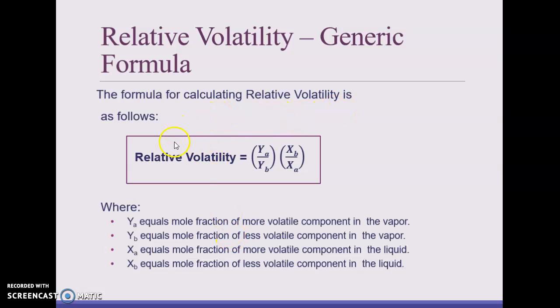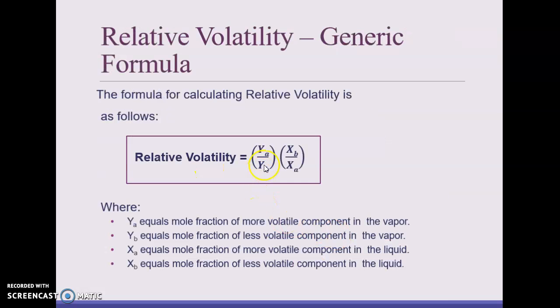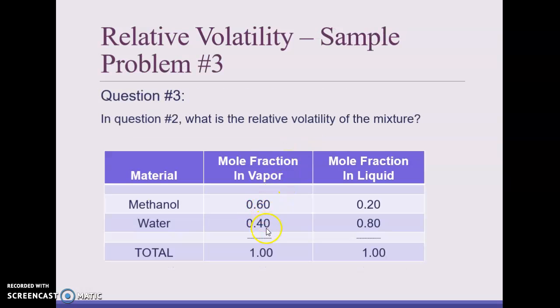Now let's calculate relative volatility. We use these numbers in order to determine it, okay? For the relative volatility, they always take the mole fraction of the more volatile substance in the vapor on top, and the bottom is the mole fraction of the less volatile in the vapor. Then over here, the mole fraction of the less volatile in the liquid form on top, and the more volatile on the bottom. So we see these numbers here are 0.6 and 0.4, respectively methanol and water, and then 0.2 and 0.8. So let's put them in.